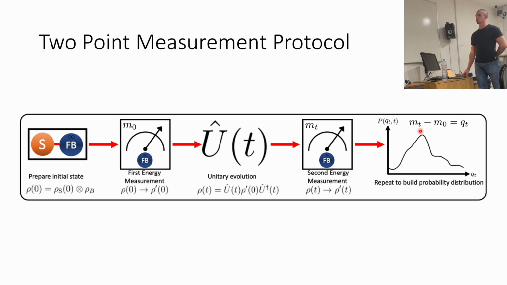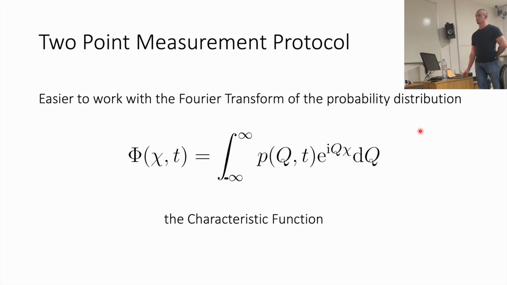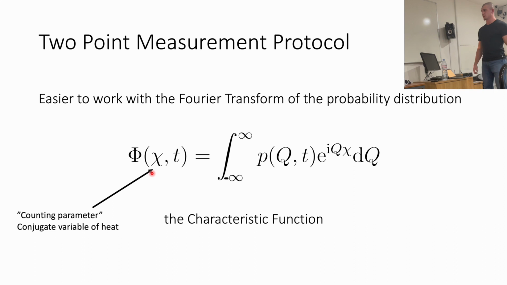The probability distribution is what I want, but it's actually much easier to work with its Fourier transform, which is called the characteristic function. This is what I want: the probability of transferring a certain amount of heat in a certain amount of time. But what I'm actually going to work with is its characteristic function, and we'll see why in a minute. The characteristic function depends on the counting parameter, or the counting field, which is basically just the conjugate variable of heat. So heat and this counting parameter chi are related in the same way that position and momentum are related, or frequency and time. They are just conjugate parameters of each other.